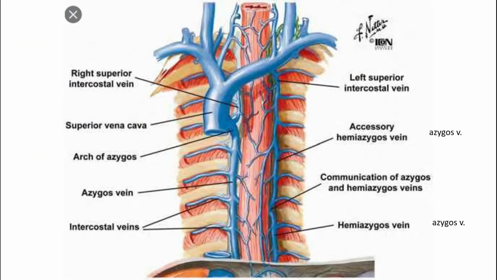As we go up above the diaphragm, we have veins that come from the inferior vena cava and end up into the superior vena cava, bypassing the heart. So the blood in this group of veins does not end up in the inferior vena cava, but it ends up in the superior vena cava.